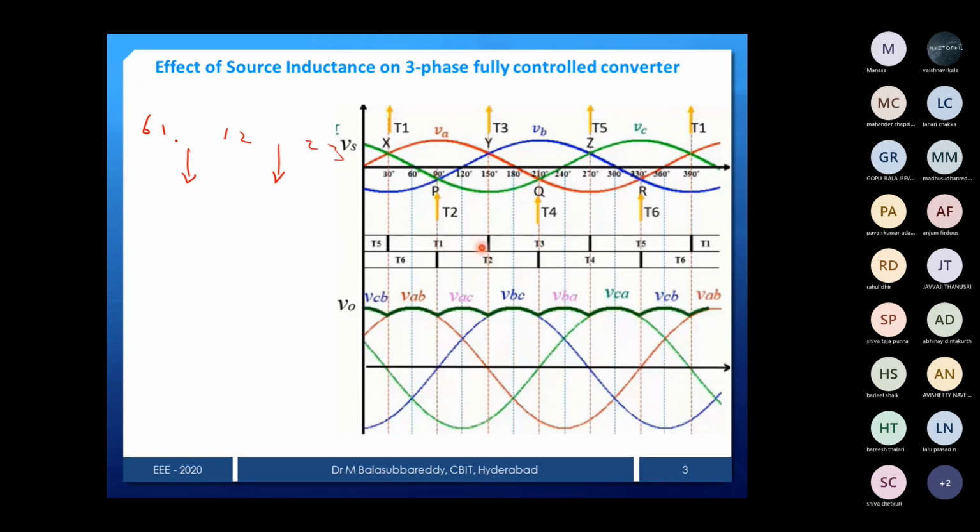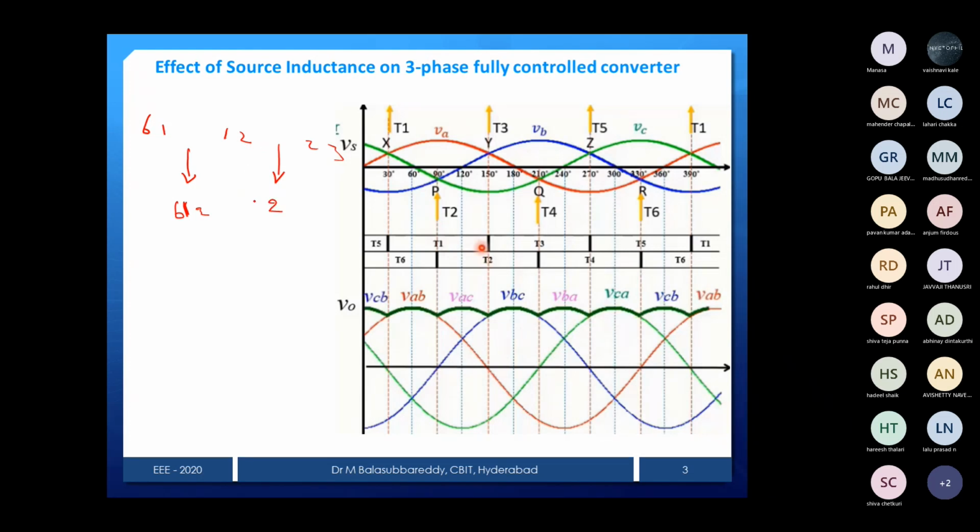6 1 and 1 2. What is common? 1 is common. So 1 will remain on for the device, because the changeover is not in the upper group. Here the changeover is in the lower group. 6 is going to turn off and 2 is going to turn on. Then what will happen? The interval 6 1 2 will come into the picture. And here, 1 2, then 2 3. 2 will be common on both sides.